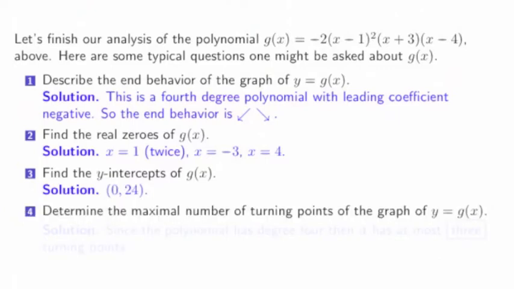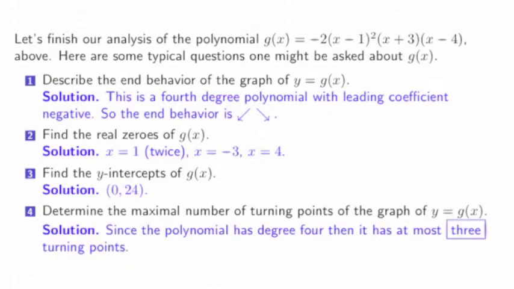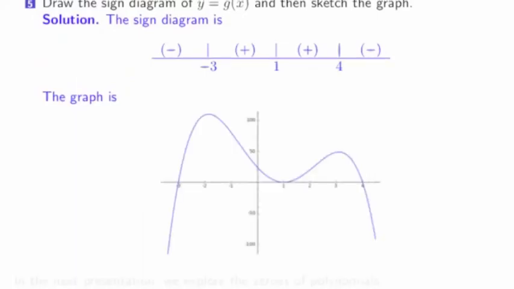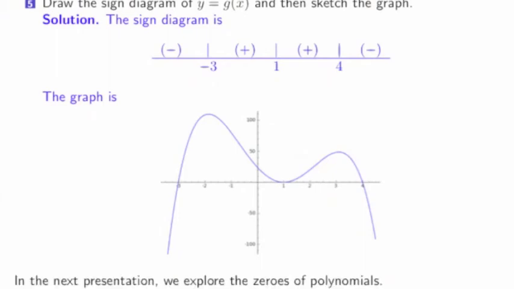Determine the maximal number of turning points of the graph. The graph has degree 4, so it has at most 3 turning points. Draw the sign diagram. We just did that. Draw the graph. There it is. Those are typical questions we might ask of a polynomial graph. In the next presentation, we explore the zeros of polynomials.